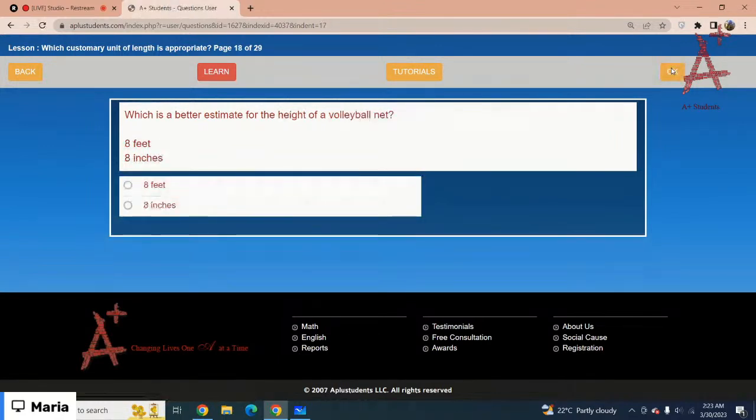Okay, which is a better estimate for the length of a volleyball net? So, which is the correct option? 8 feet or 8 inches? 8 inches is very small for the length of a volleyball net. It would be 8 feet. Got it?